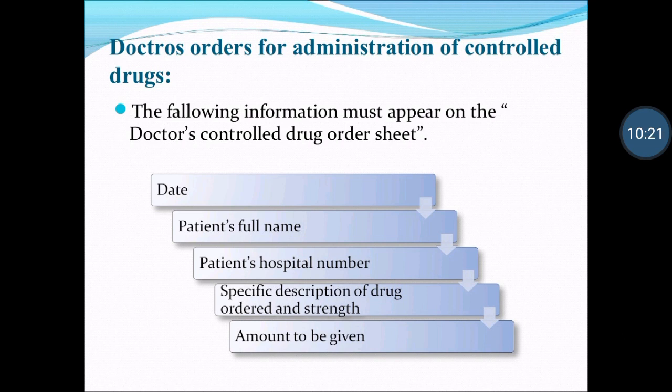Strength is given, 5 milligram, 10 milligram, and how many tablets are written, 20, 10 or 30 tablets. A maximum of 1 month of drugs should be prescribed. So this type of ordering is given by the doctor for the control drugs and the amount to be given.